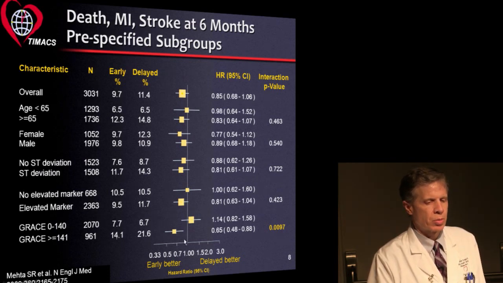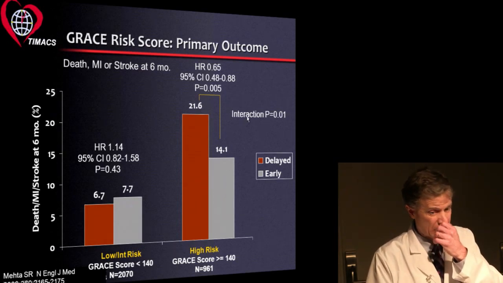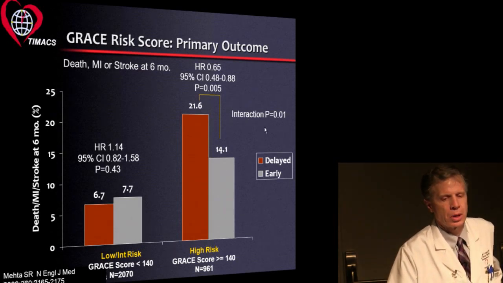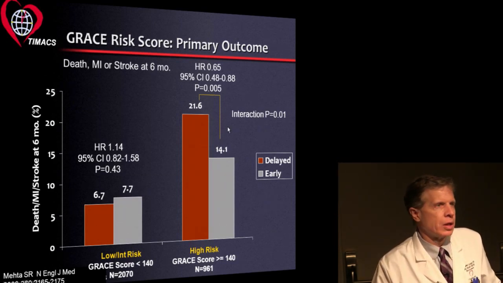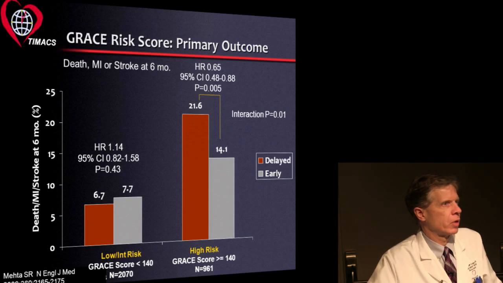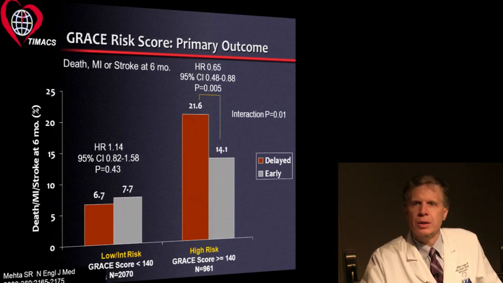But there was this one subgroup where there was a strong statistical interaction suggesting that there really was a substantial benefit in the patients at high risk with a score of at least 141, which again is a predicted in-hospital death of at least 3%. So here there was a big benefit. This raises the question, for example, of a patient who comes in on Friday afternoon and is high risk, do we now wait until Monday to do the cath on that patient, given these type of data?